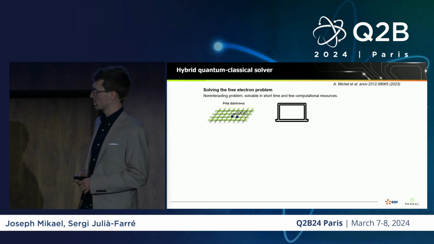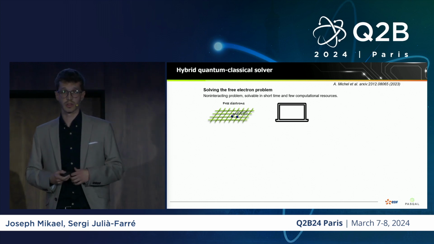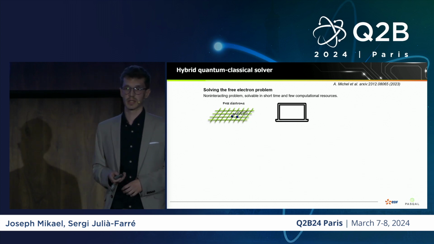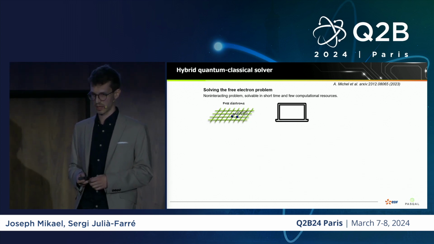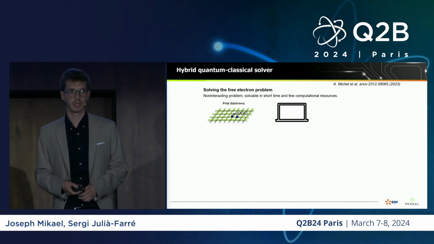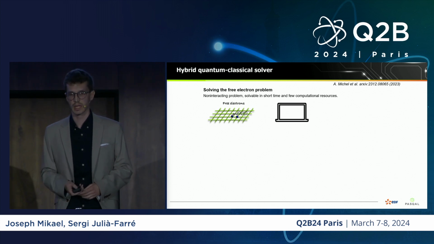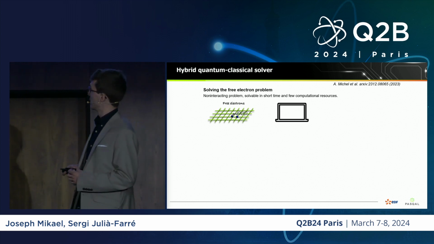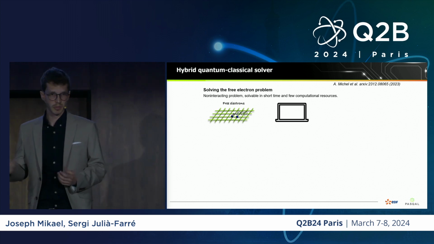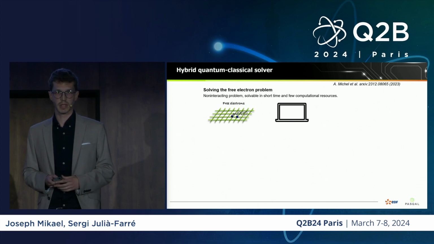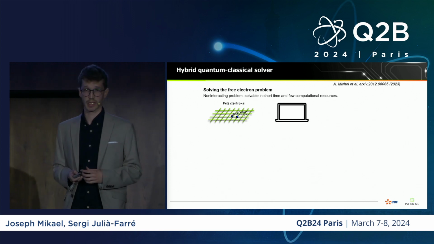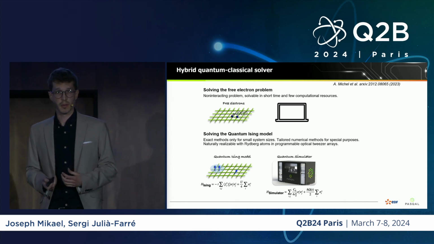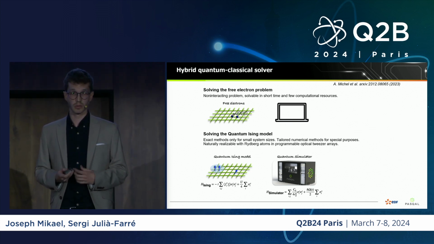Then what we have to do in practice is to introduce a hybrid quantum-classical solver. And this is what has been introduced recently in this very nice paper on arXiv by Antoine Michel, that is here in the audience, also Christophe. Basically, it requires two steps. One is to solve the free electron problem. This we can do on a laptop, even on a smartphone. So it's a very simple problem because these electrons do not interact. But then we still need to solve a many-body quantum problem, which is the quantum Ising model.